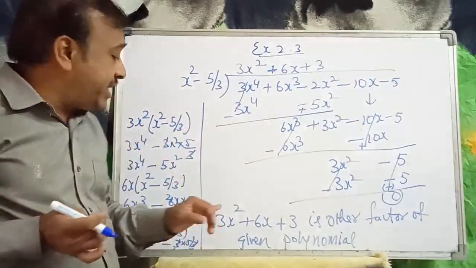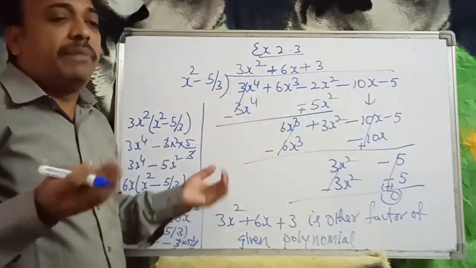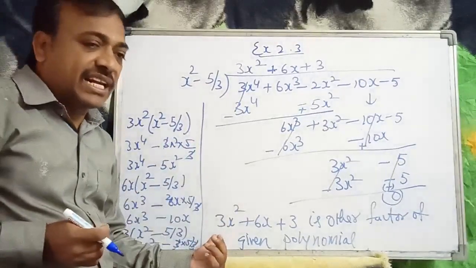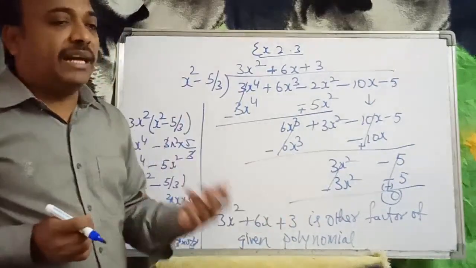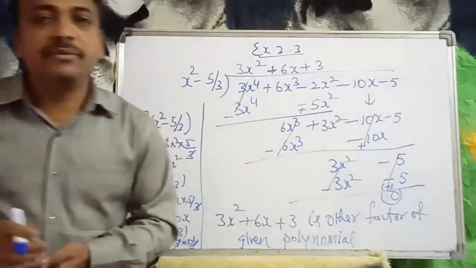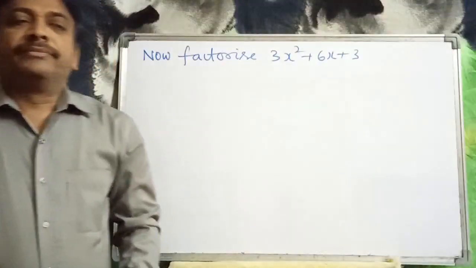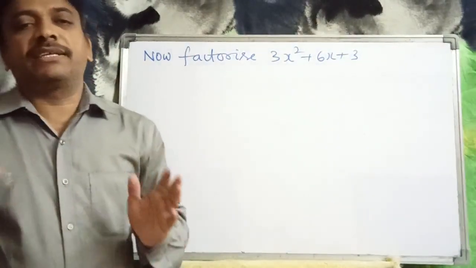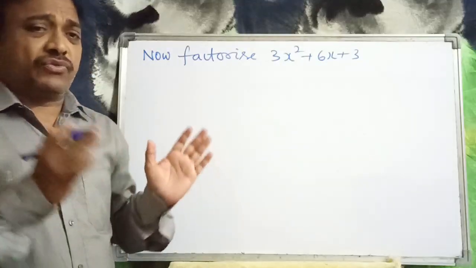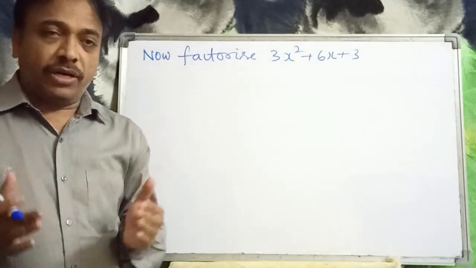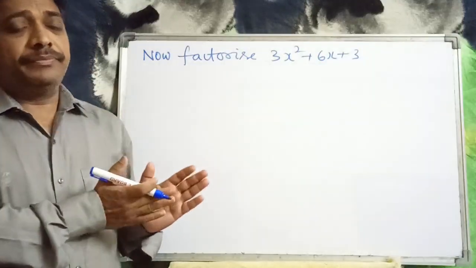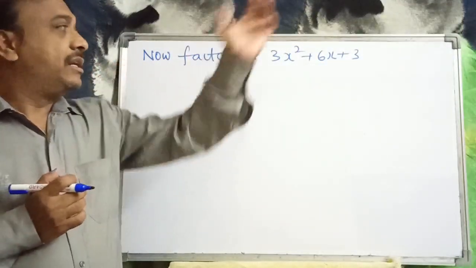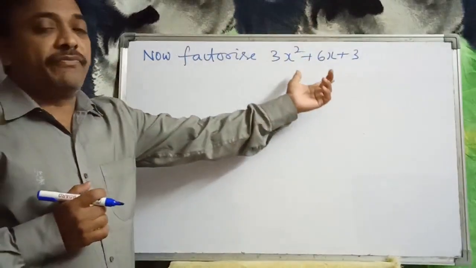How to obtain the other 2 zeros when we get a quadratic polynomial? By splitting the middle term. If you split this middle term, that is, if you factorize this, then you will obtain the other 2 zeros. Now we have to factorize 3x square plus 6x plus 3, which we got when we divide the given polynomial by x square minus 5 by 3. This is the quotient. So now we are factorizing.